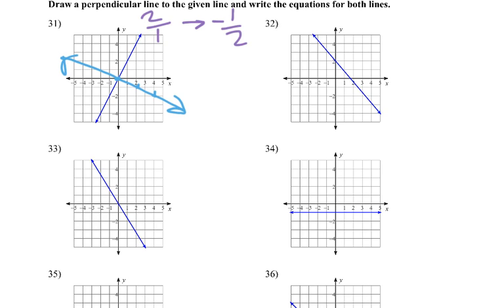Okay, 32. Here's a point. A little off there.